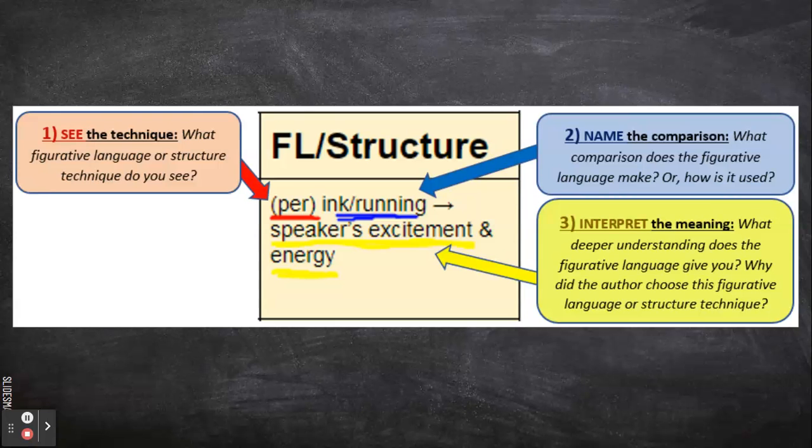It's 3 steps. Step 1, we already did it. See the technique. Identify what figurative language or structure technique you see. So in this case, we saw personification. Ink is running. Ink can't run. That's giving a human trait to a non-human thing. So I name that. You see the PER with the red underline. Second, name the comparison. What comparison does the figurative language make, or how is it used? You see the blue underline. Ink running.